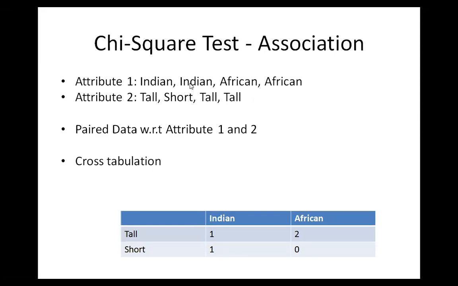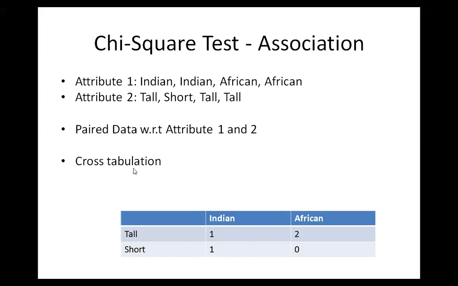4 individuals. Two are Indian and two are African. Out of two Indian, one is tall, the other is short. Out of two African, both are tall. So this is actually paired data. The first Indian is paired with the first tall, and the second Indian is paired with the second option of attribute 2, that is short. So this is paired data of two attributes, attribute 1 and attribute 2.